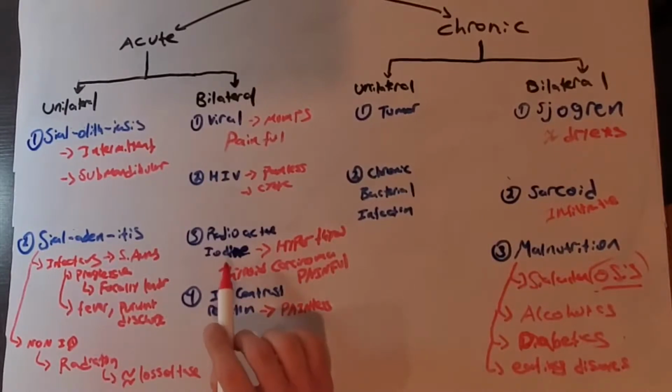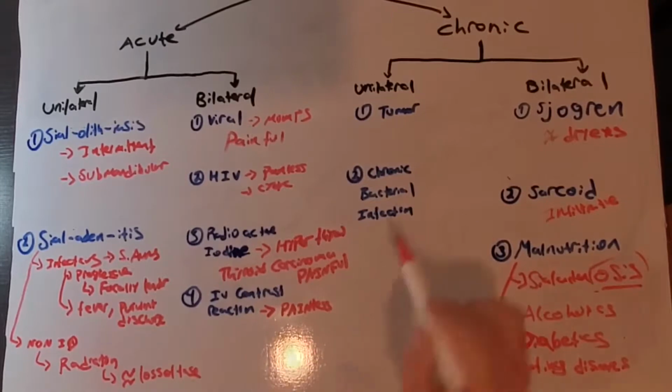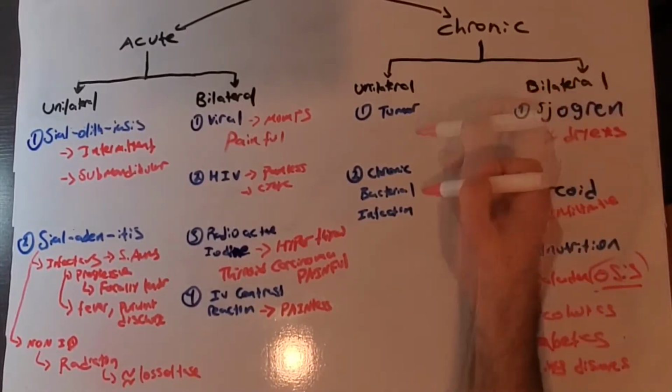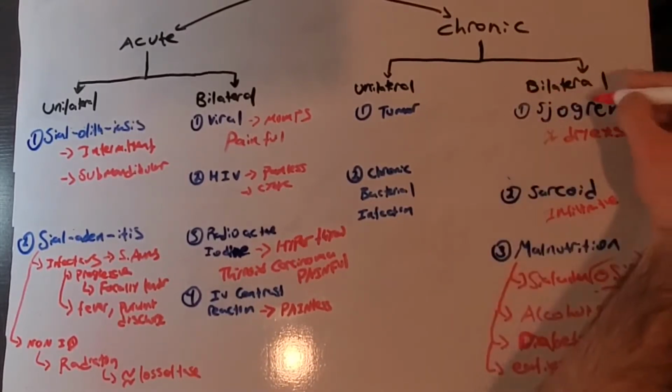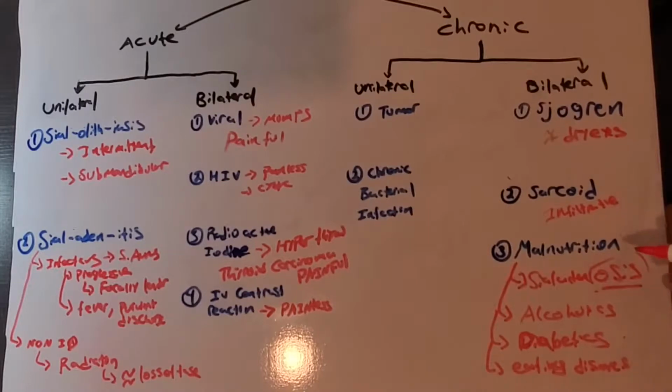Radioactive iodine is another cause. It's like systemic radiation. IV contrast reaction, non-radioactive, painless. Chronic, there's tumors. Chronic bacterial infection. Talking about bilateral, think about systemic causes. Sjogren, autoimmune, maybe associated dry eyes. Sarcoid, infiltrative, and malnutrition. Sialadenosis, alcoholics, diabetics, eating disorders. Think about it as a neuropathy of the parasympathetic nerves that supply the gland.